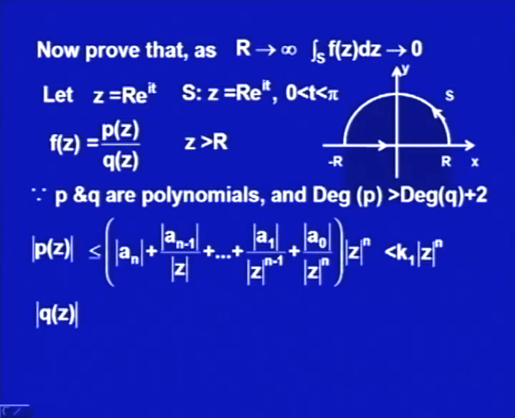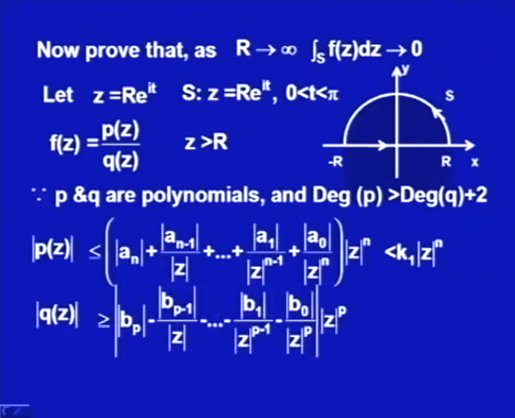Rather than using the inequality that mod of x plus y is less than or equal to mod of x plus mod of y, we would use the inequality that mod of x plus y is greater than or equal to mod of x minus mod of y. So, we would write |q(z)| is greater than or equal to |b_p| minus |b_{p-1}| upon |z| minus |b_1| upon |z|^{p-1} minus |b_0| upon |z|^p, into |z|^p.